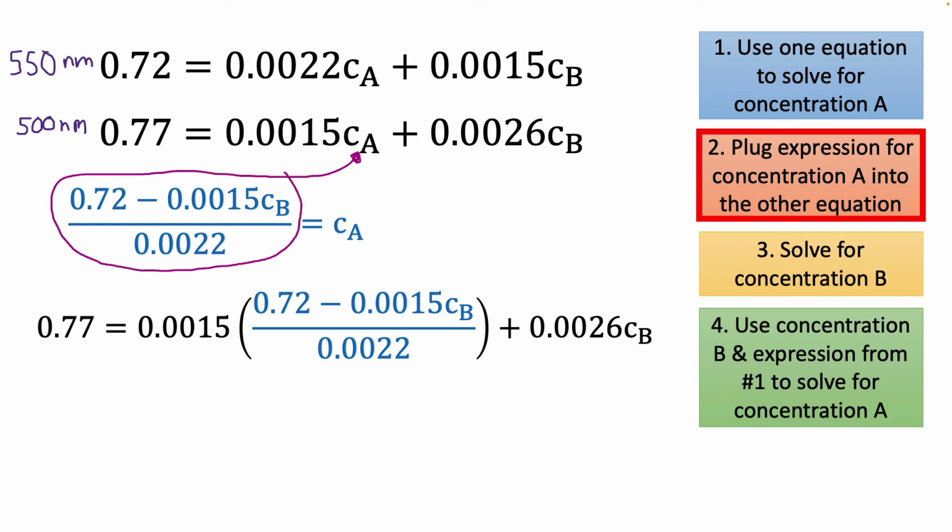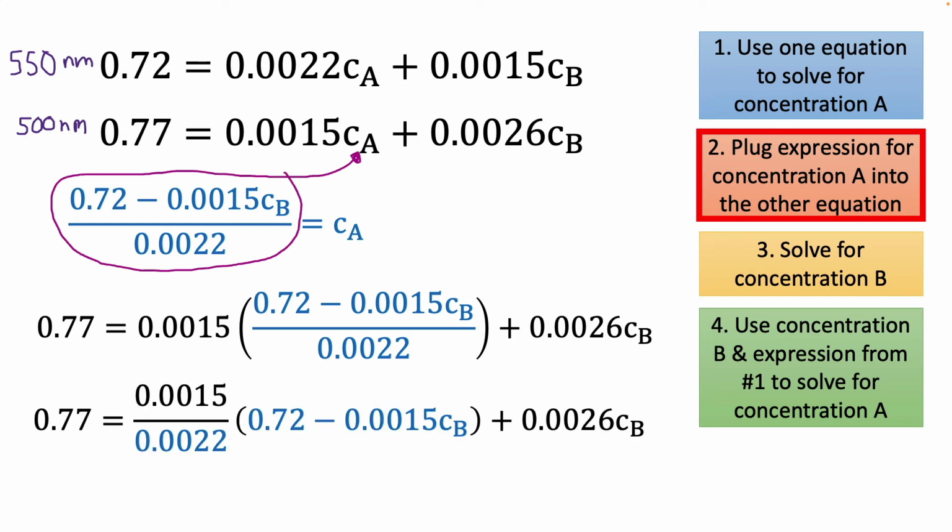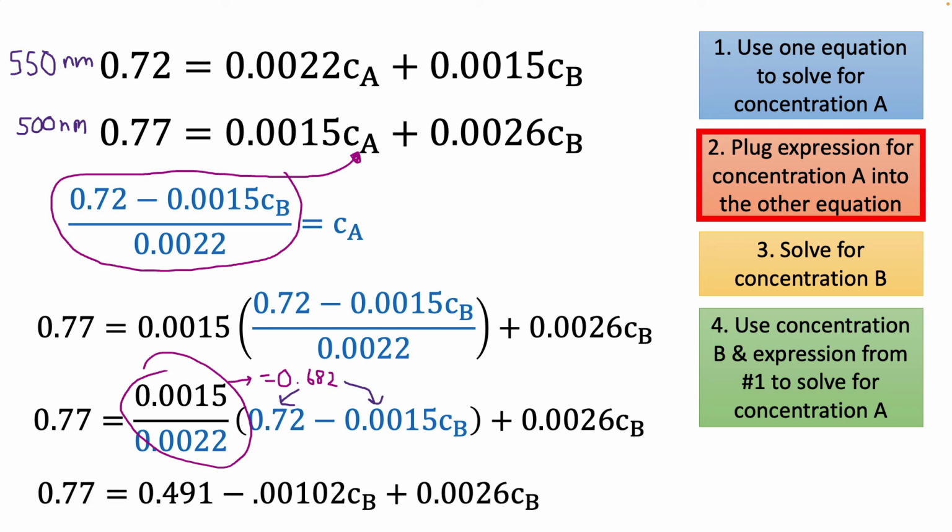Now, you don't have to do it this way, but for me, it makes the math simpler if I say, okay, we're multiplying this whole thing times 0.0015. We're also dividing this by 0.0022. So I just rearranged this. I don't know why that makes my head happy. But then I can use my calculator to solve for this. That's 0.682. And now I can distribute that, multiplying 0.682 times the factors in the parentheses: 0.682 times 0.72, and 0.682 times negative 0.0015 concentration of B, and I get this.